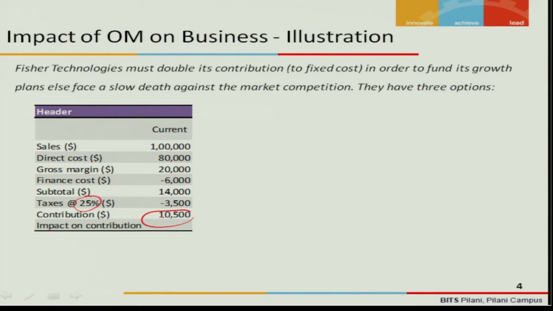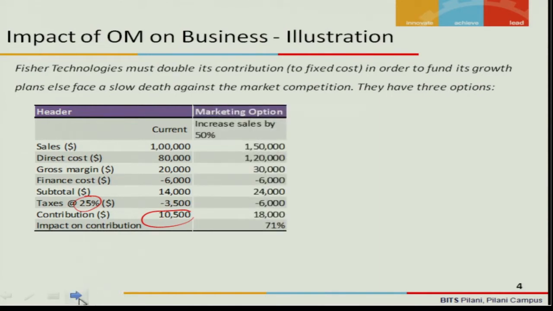So the head of Fisher Technologies discussed this with the heads, and the marketing head came up with an idea after a lot of persuasion that he can increase the sales by 50% without any additional capital investment. But he said, if I have to increase the sales by 50%, I need to recruit a few more sales guys. What he essentially means by that is, if he has to increase the sales, he has to increase the direct cost as well, which is the labor cost.